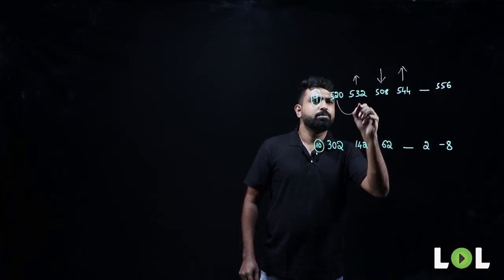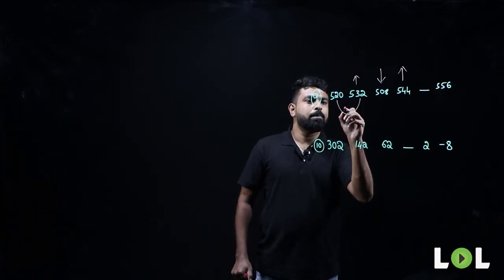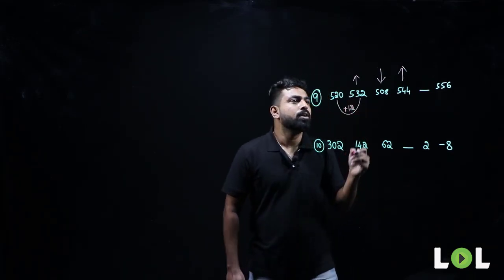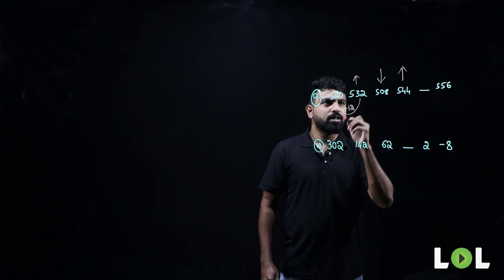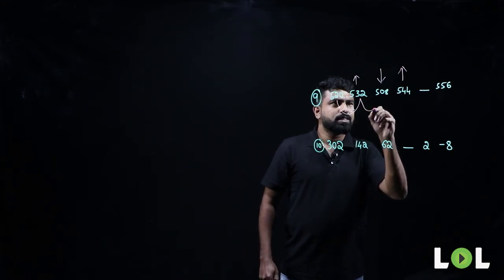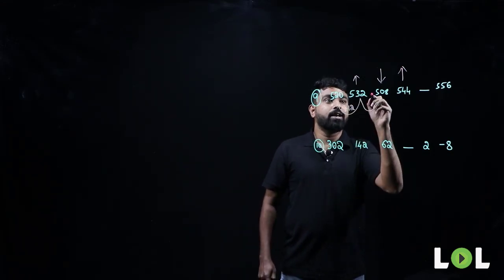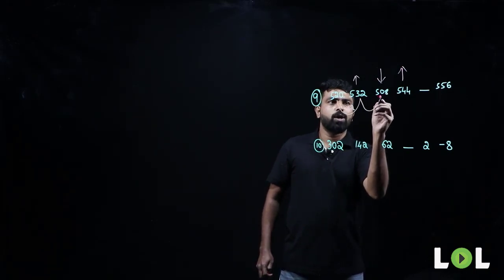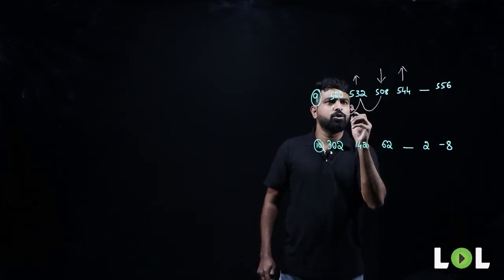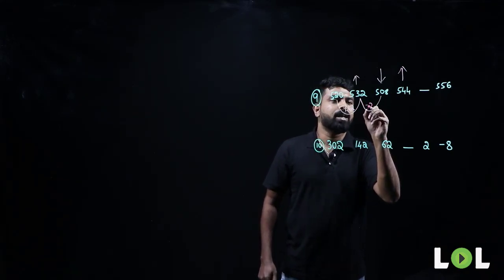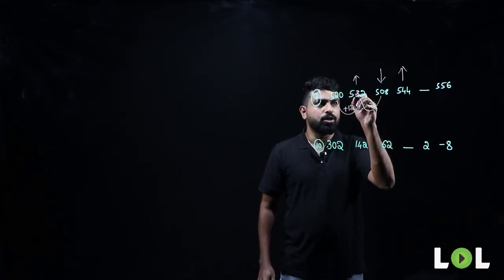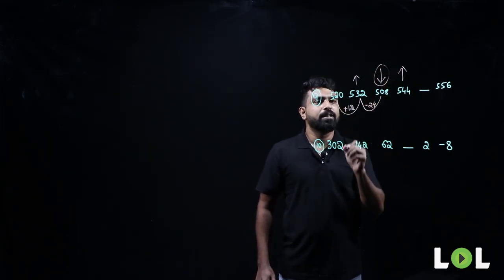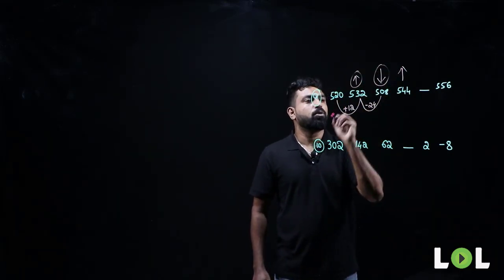So let me take the difference between the first and second term. 520 plus 12 gives me 532. Again, what if I subtract from 532? I get 508. 508 plus 4 gives me 512, plus 20 gives me 532. So if we subtract 24 from 532, I get 508. Since there is a decrement here, I've used my negative sign. Since there is an increment here, I've used my positive sign.